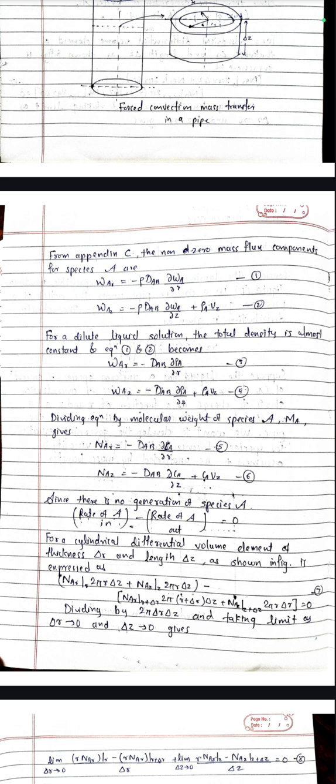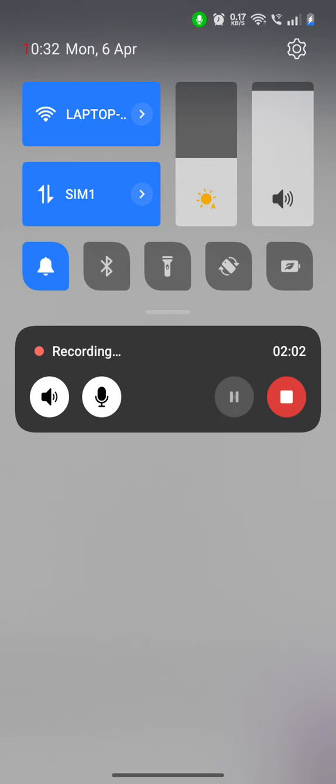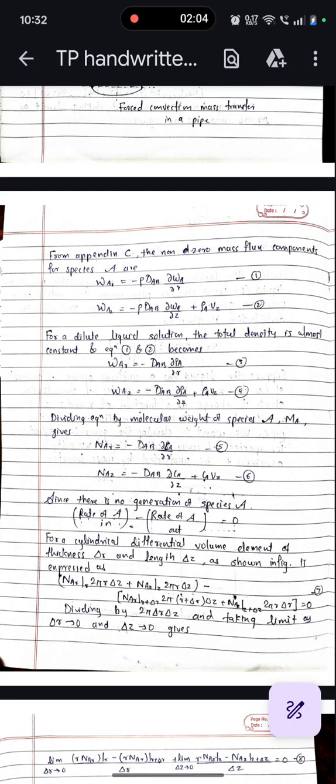Dividing the equation by the molecular weight of species A, MA, gives NAR equal to minus DAB del CA by del R, and NAZ equal to minus DAB del CA by del Z. Since there is no generation of species A, rate of A in minus rate of A out is equal to 0.